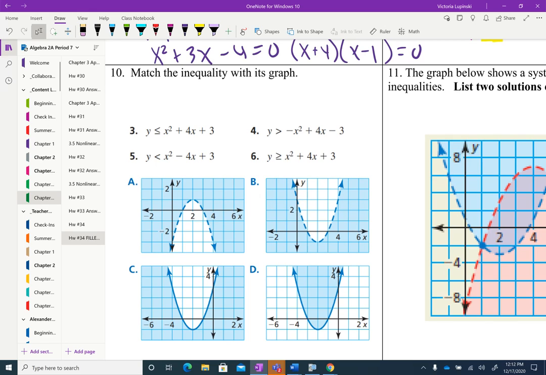4 and A. 4 and A, how come? Because it's upside down and there's a negative in the front. Perfection. So 4 has to be A because of the fact that there is a negative out front. Notice again that because this is a dashed parabola and you're shading above, that's how I know that it's just a greater than.